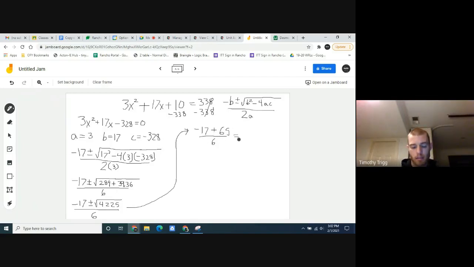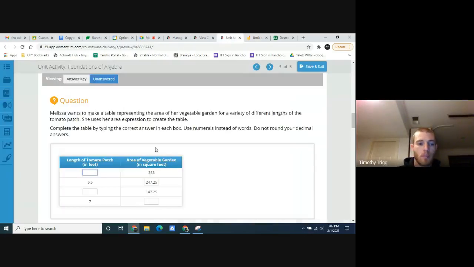So negative 17 plus 65, divided by 6. That'll give us 8. So that means that if the total area was 338, then the length of the tomato patch would be 8. I'm going to go and put 8 right there.